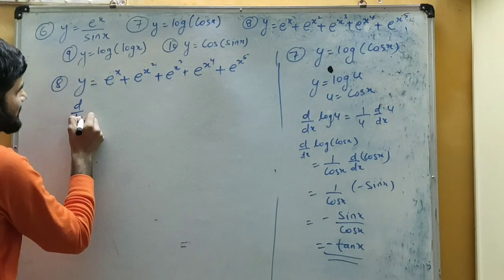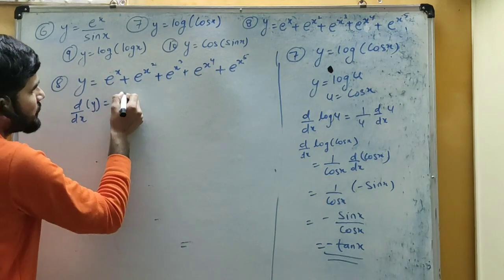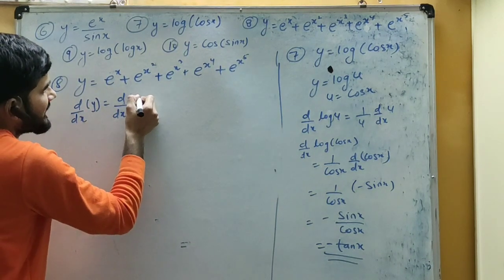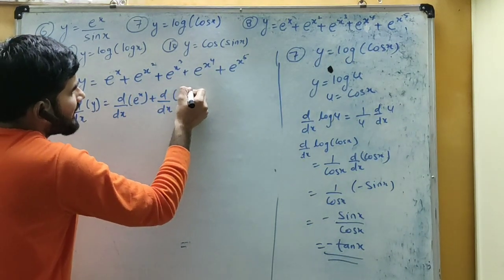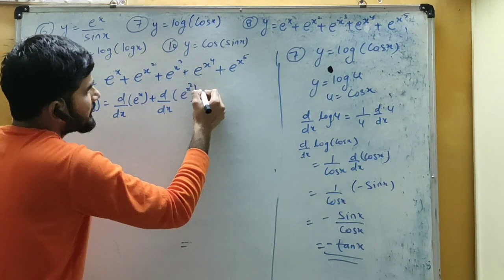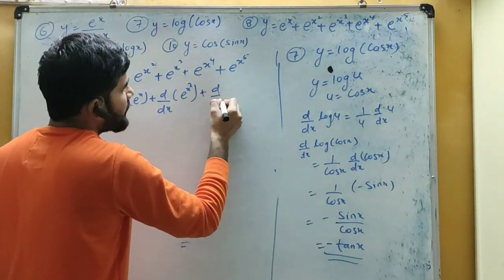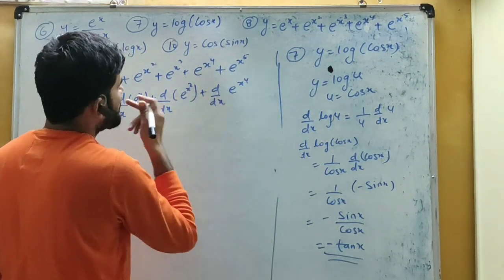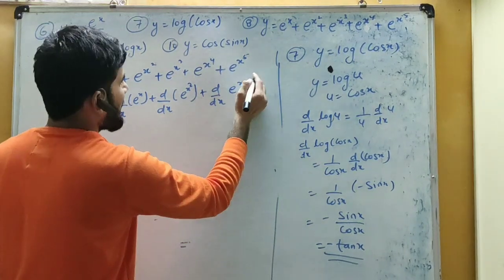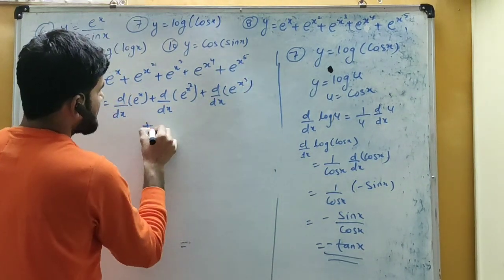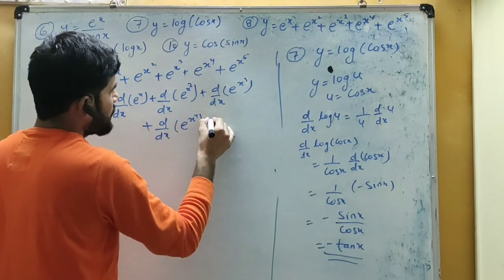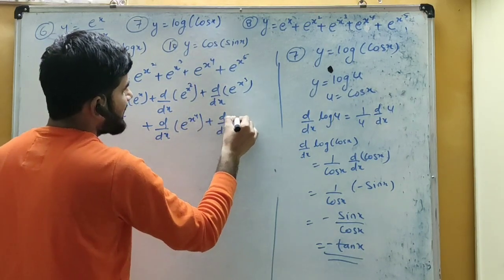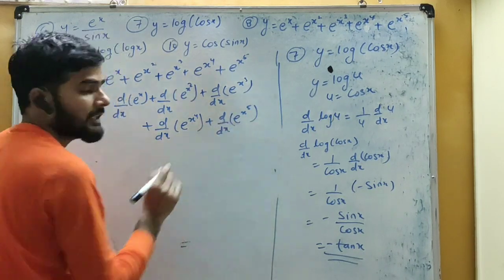So d by dx of y equals d by dx of e raised to the power x plus d by dx of e raised to the power x squared plus d by dx of e raised to the power x raised to the power 3 plus d by dx of e raised to the power x raised to the power 4 plus d by dx of e raised to the power x raised to the power 5.